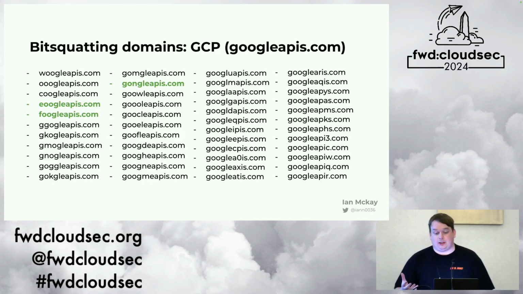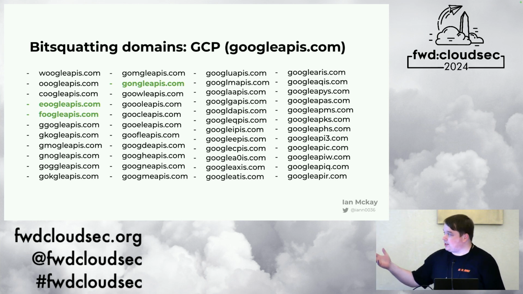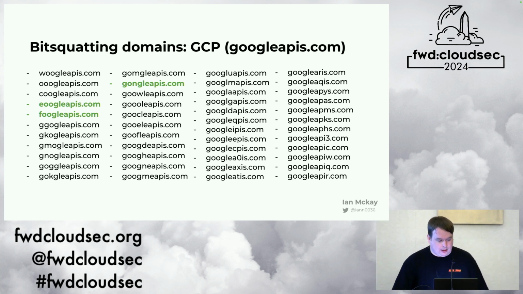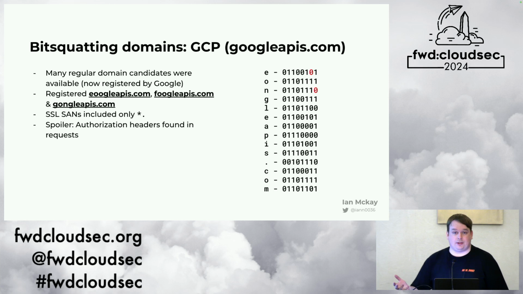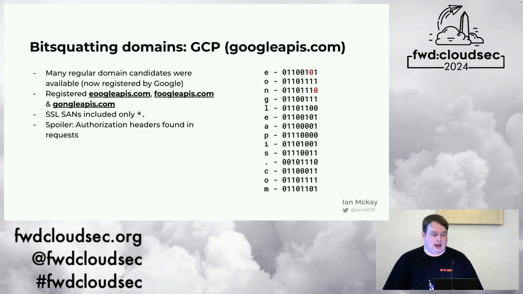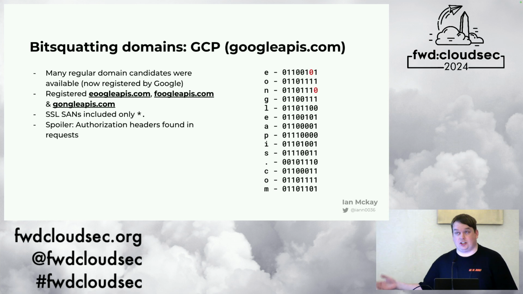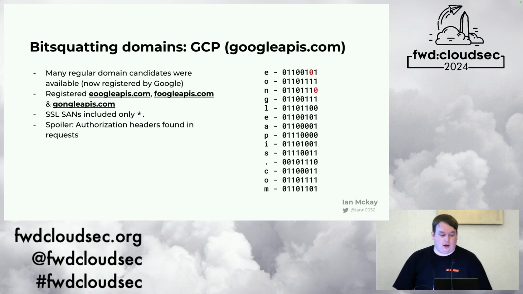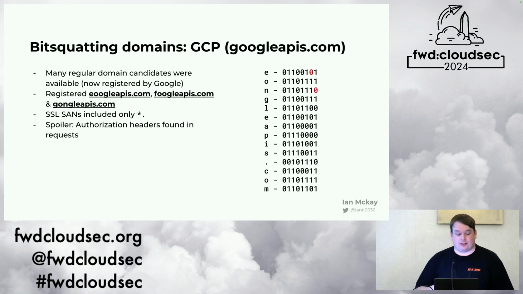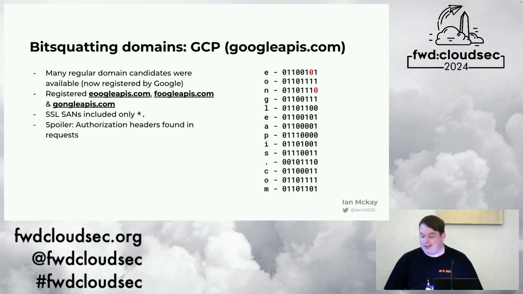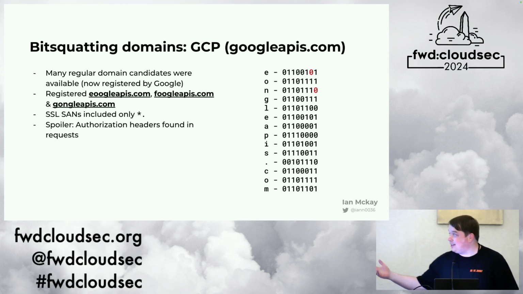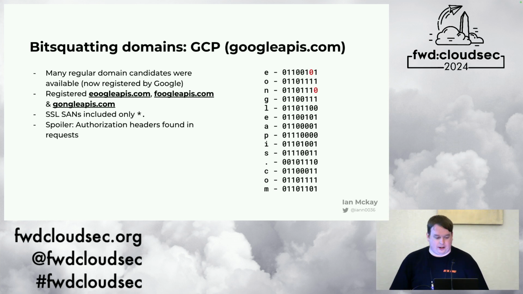Here my target was googleapis.com. Again, here are all the bit squats that are available for that. And this time there were many of these regular domain candidates available. Since this research was disclosed to Google, they've actually gone ahead and registered all the available ones there. I registered to Google APIs, Fugle APIs, and my personal favorite, gongleapis.com. Again, you can see the ASCII flips there for your inconvenience.